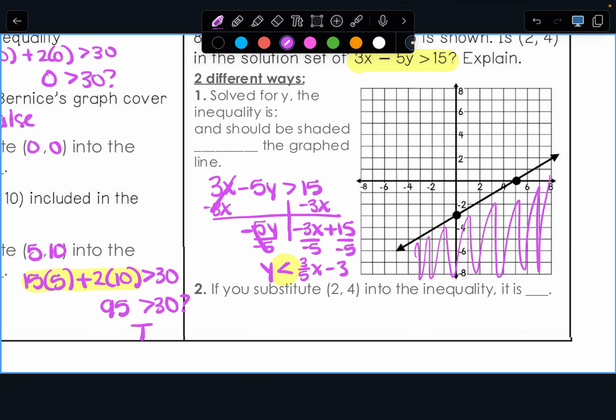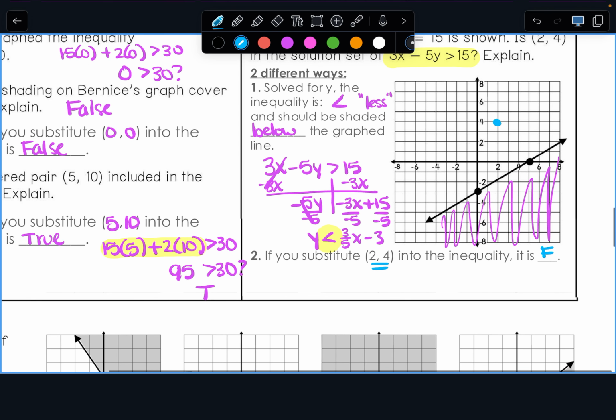So, solve for y. The inequality is less than, and it should be shaded below the graph line. So if you substitute or plot that point (2, 4), is the inequality true or false? False. So is that a solution? No. Now, if you had not solved it, that side would have been shaded and you would have gotten a solution. So make sure you solve.